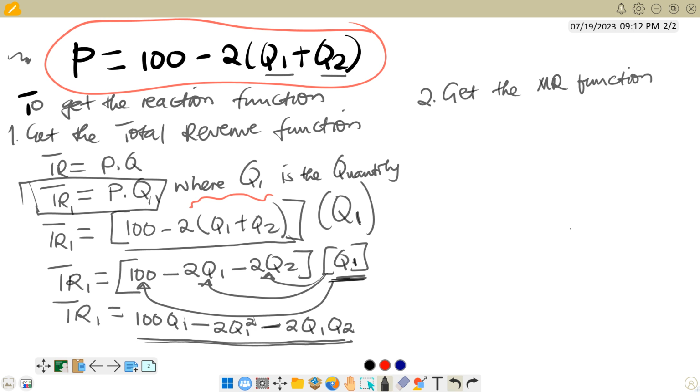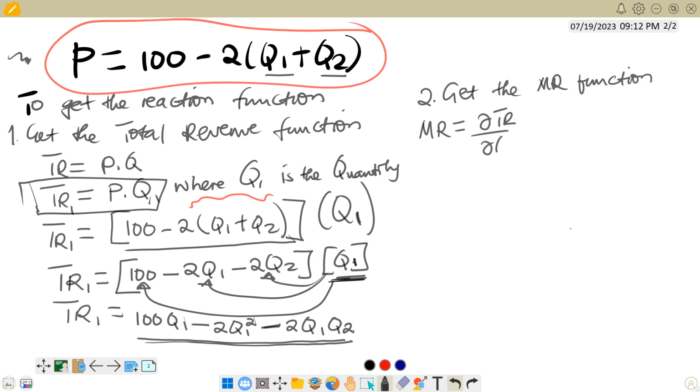So can we get the marginal revenue function? I'm sure by now we know that we get the marginal revenue function after differentiating the total revenue function. The funny part with our function is that for us to get the marginal revenue function, we have to use partial derivatives. You see that, right?